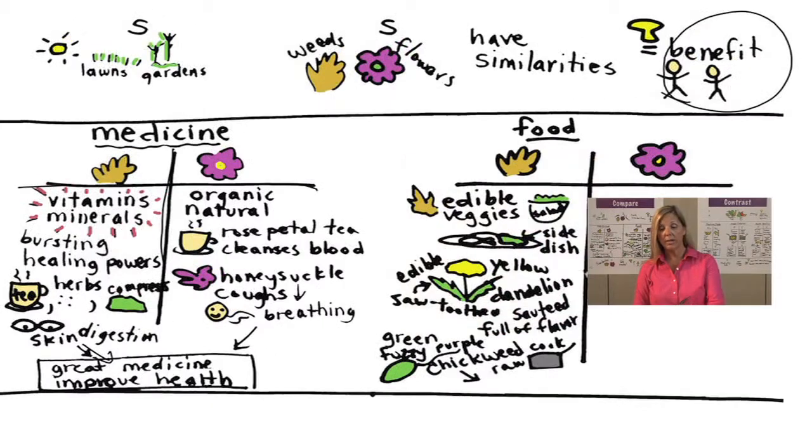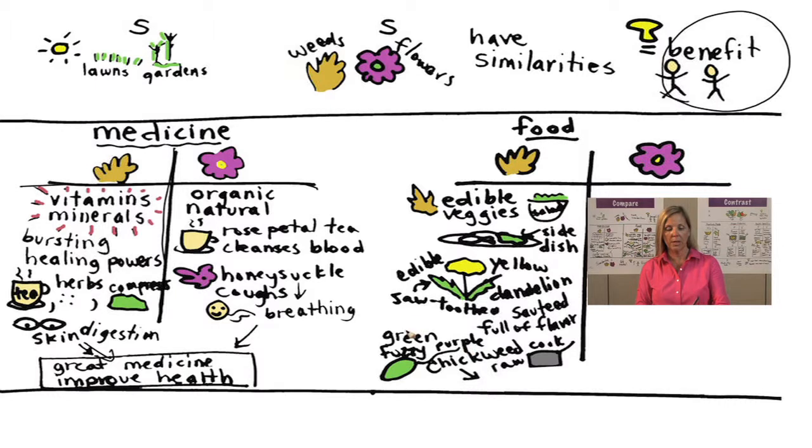Again, we have our T-graph, we have our weeds, we have our flowers, and for food, we've shown that many weeds can be edible veggies that you can have in a salad, in a side dish, and then we showed like a dandelion, which has an edible flower, and these sawtooth type of leaves on a dandelion are full of flavor, and they can be used in these side dishes or salads. And we also showed a chickweed, the green fuzzy leaves of a chickweed and the purple stems, and how they can be served raw or cooked for a vegetable.